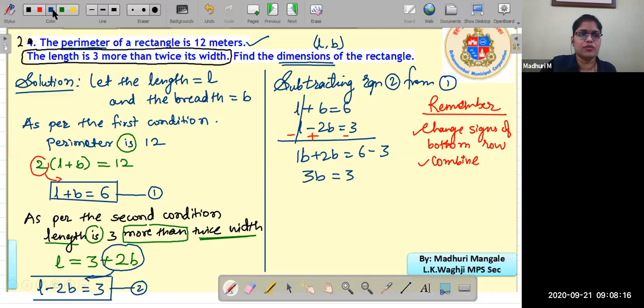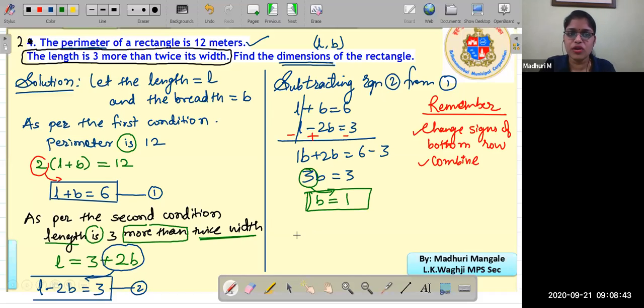And now we have to bring b by itself. I know you all must have already solved this and you must have got the value for b. 3 is in multiplication over here. It moves to the other side and that would be division. So 3 divided by 3, that will give us 1, correct? Any number divided by itself will give 1.